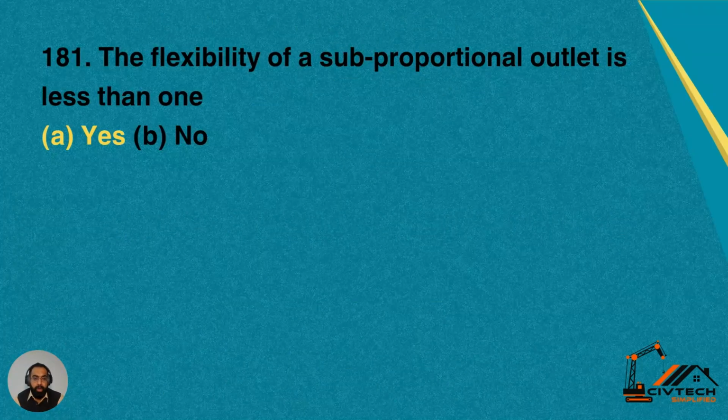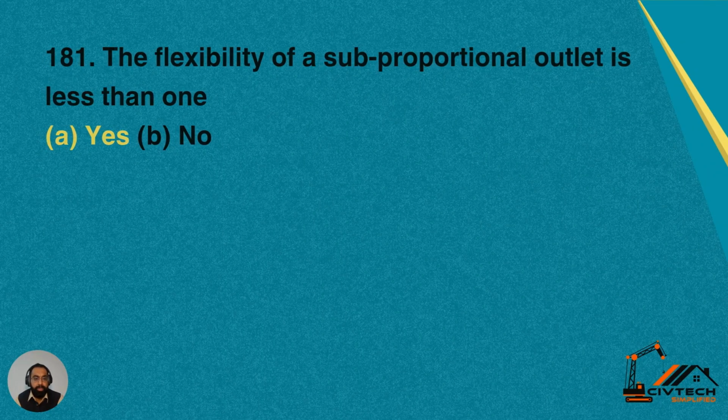सिविल इंजीनियरिंग एग्जाम MCQs इन इरिगेशन इंजीनियरिंग पार्ट 19 में हम डिस्कस करेंगे क्वेश्चन नंबर 181 टू 190। Question 181 says that the flexibility of a sub-proportional outlet is less than 1. Option A, yes. Option B is no. So it is correct. It is less than 1. Flexibility of sub-proportional outlet is less than 1. So A is the correct answer for this question, which is yes.